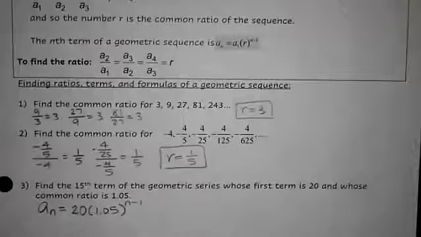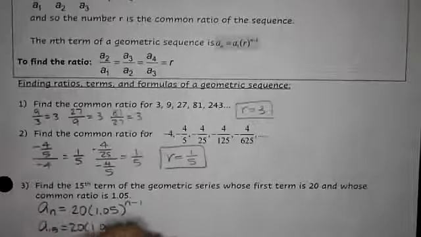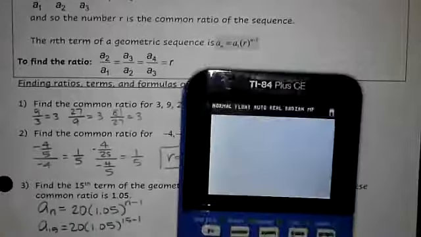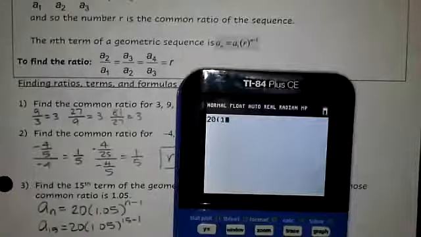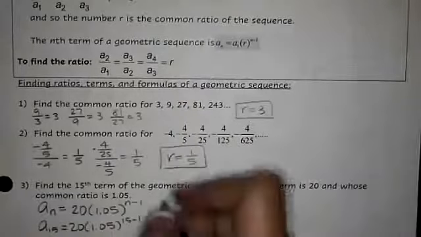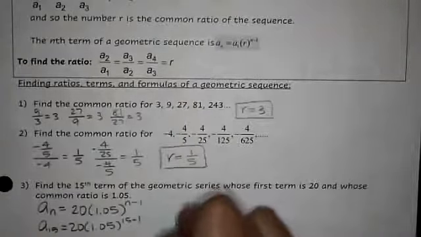To find our 15th term, we would plug in 15 for the n. Again, you have your calculator. We're not expecting you to do that in your head. So you can do 20 times 1.05 raised to 15 minus 1, or you can know that's 14, and we get 39.599. We're going to stick to the 3 decimals.